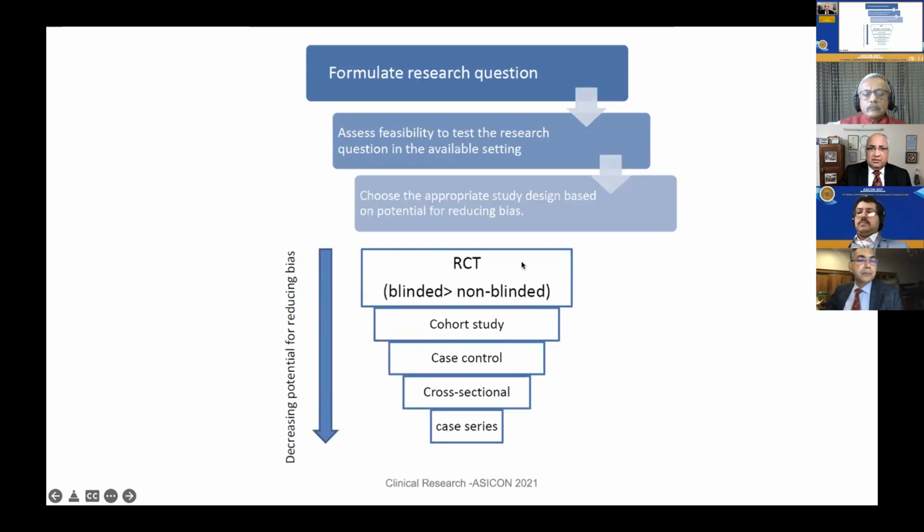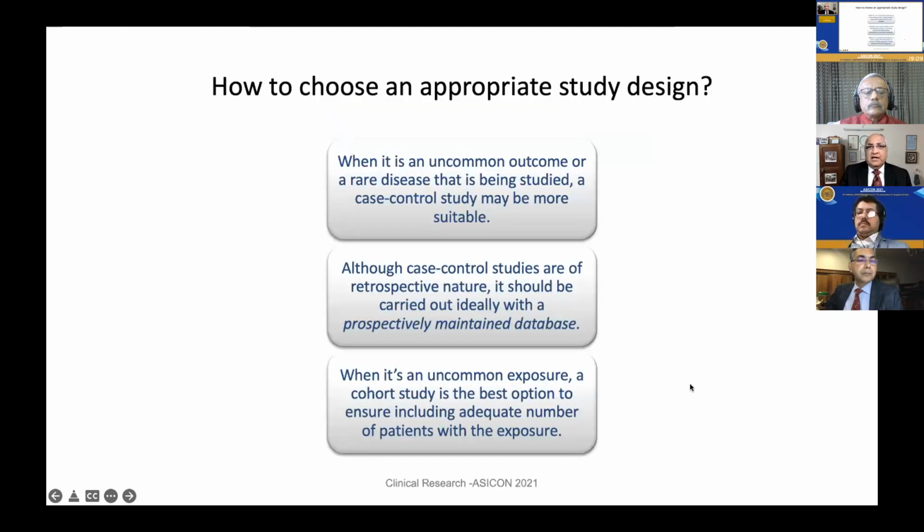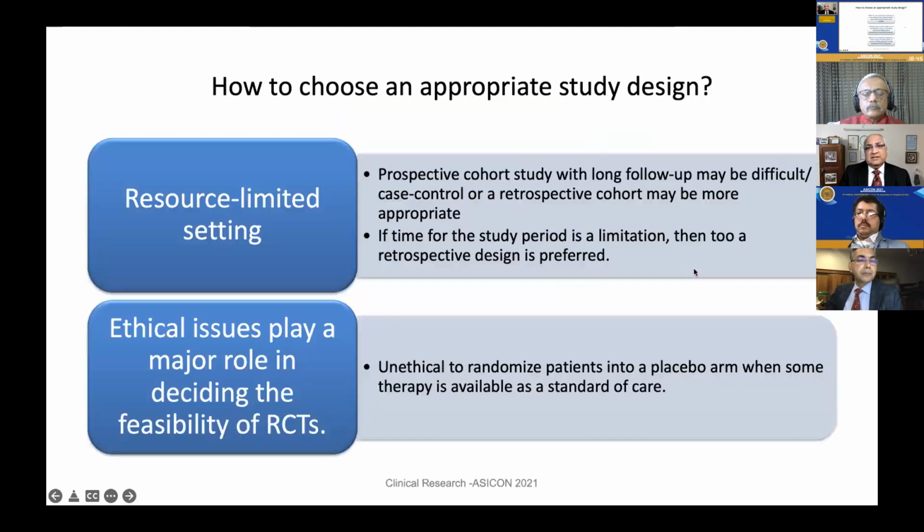So here, if you're not doing an RCT, see whether a cohort is possible; if not possible, a case control. Otherwise, go down, down, down, and select the most appropriate design. When it is an uncommon outcome, case control study. When it's an uncommon exposure, cohort study. In case control studies, although it's retrospective data, always maintain a good database. That's called a prospectively maintained database. If that is maintained, then even from retrospective studies, you can give good answers in resource limited settings.